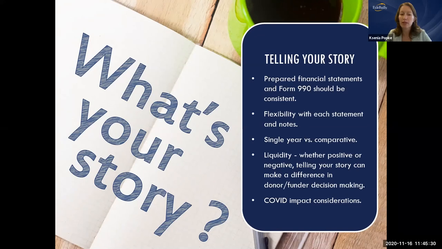You could also present two full sets of comparative presentation, where you have two years side by side and a full two years of notes. What we're seeing a lot in practice, and I think a lot of not-for-profits are choosing this particular presentation, is a comparative presentation of financial statements, where the actual financial statements like balance sheets, statement of cash flows, and your statement of activities are presented using comparative information, but the footnotes are only presenting a single year picture of your organization.